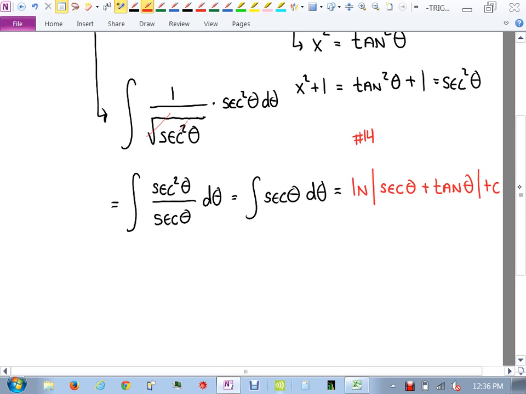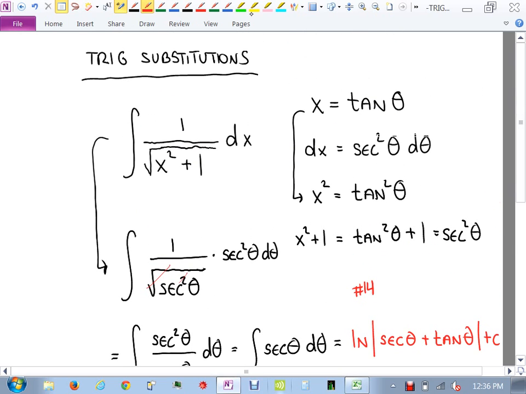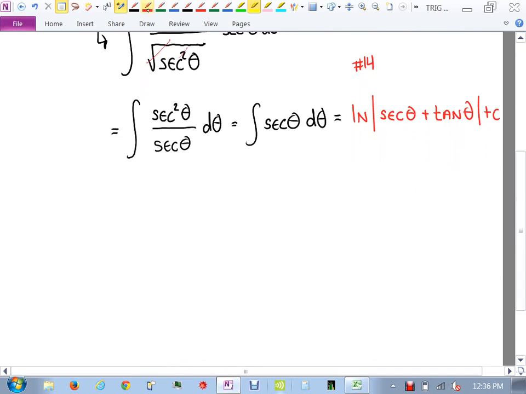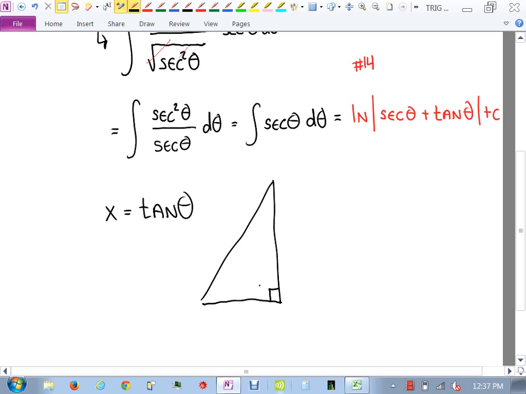So we have an answer, but it's all in terms of theta, isn't it? So I need to go back and get things back to x. Here's where I'm going to do something that's going to come into play with you later on. I'm going to take my original substitution, x is tangent theta, and from that expression, x equals tangent theta, I'm going to create a reference triangle. Reference triangles are right triangles like this. I'm going to call theta the angle here.